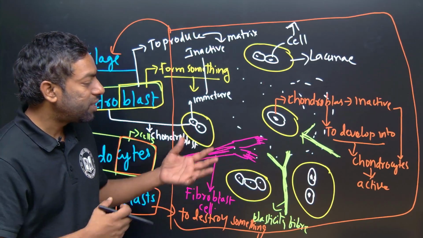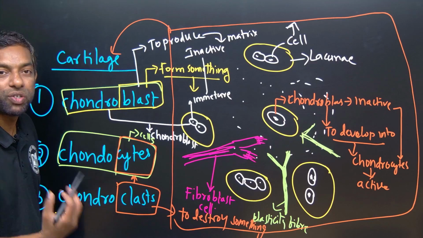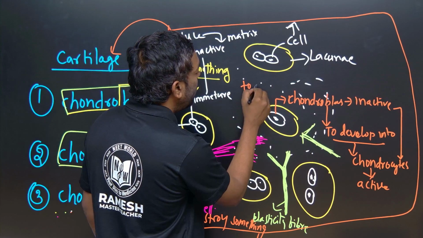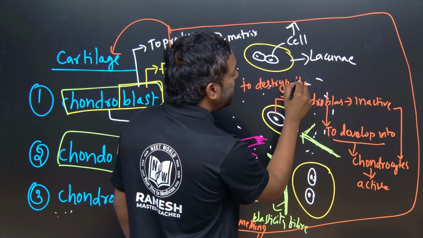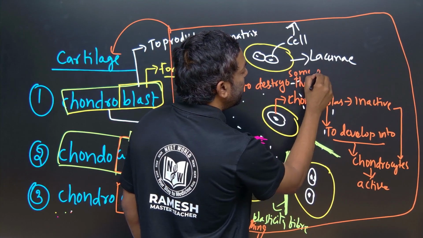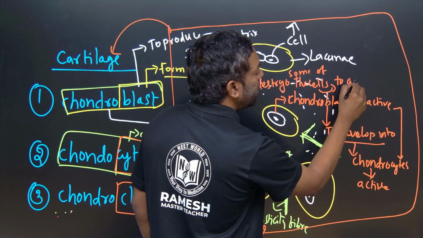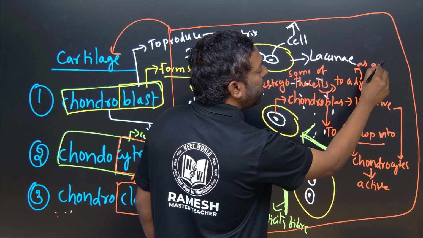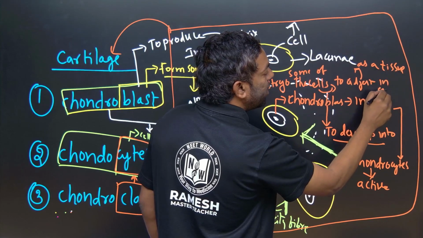They can adjust as a tissue in some places. That adjustment is going to take place through clasts, which mean to destroy themselves, to destroy some of the cells, to adjust as a tissue in some places.